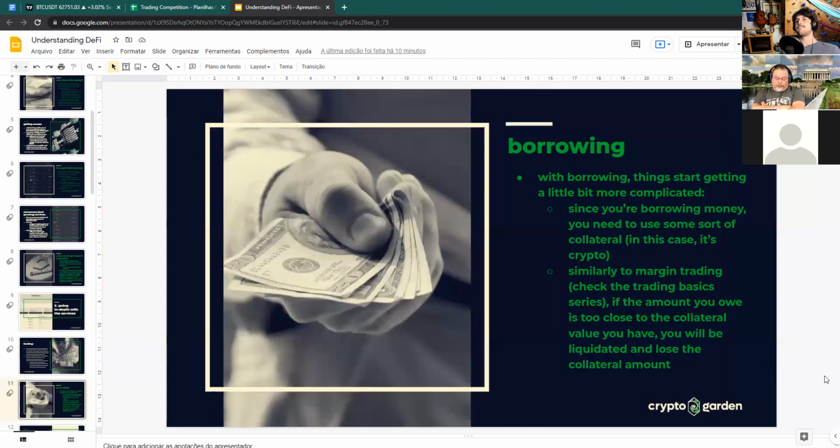Okay. Secondly, we have borrowing. So with borrowing, things start getting a little bit more complicated. Since you're borrowing money, you need to use some sort of collateral to borrow against, right? So in this case, it's crypto. Similarly to margin trading, if you check the Trading Basics series, if the amount you owe is too close to the collateral value that you have provided, you'll be liquidated and lose the collateral amount. You will just lose the money that you put in there. Okay.